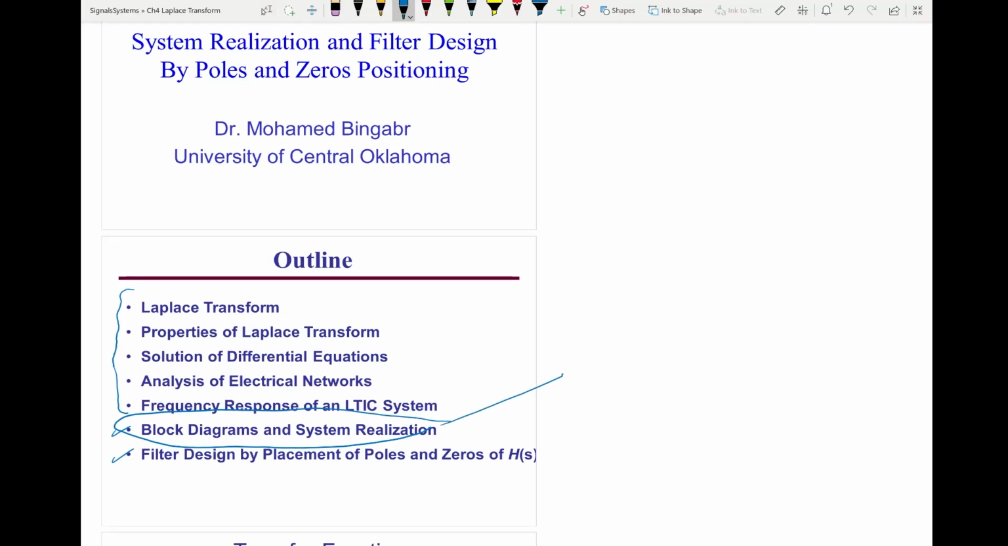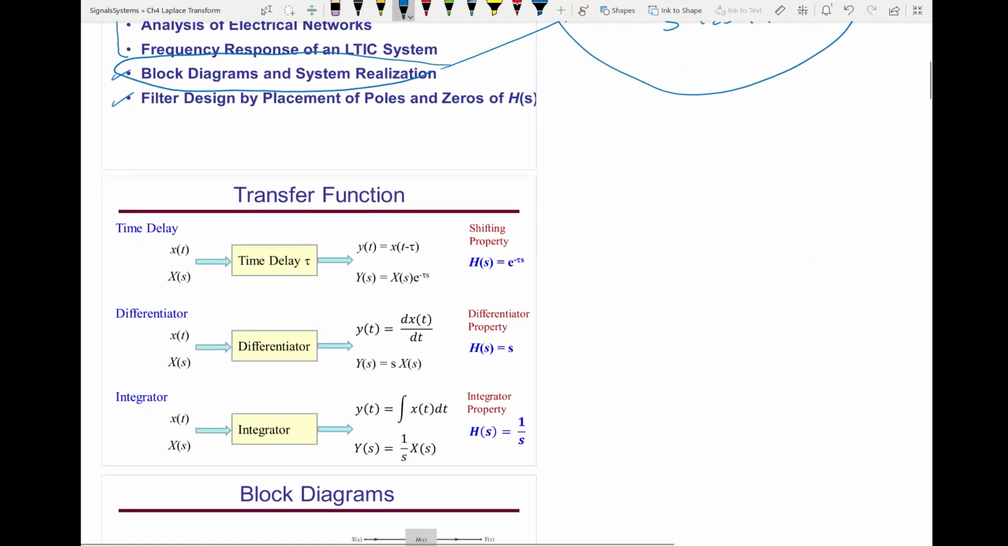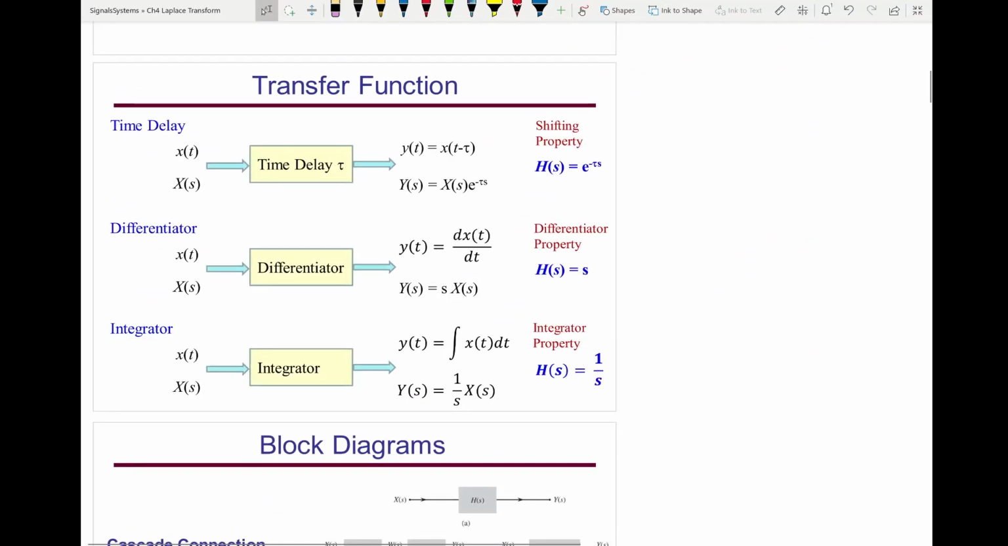And the topic here is, if an engineer designed a system and gave you the transfer function h of s and asked you to build this system in the lab using amplifier, resistor, capacitor, or what components in the lab, how will you build this system, an actual system? And this is the topic of today's lecture. So let's review common systems and their transfer function.